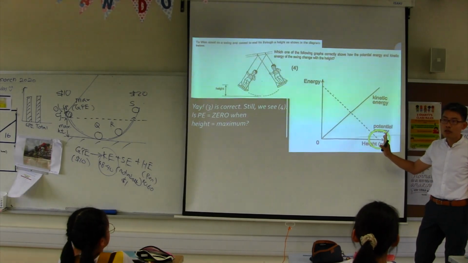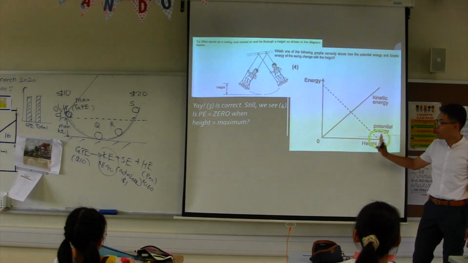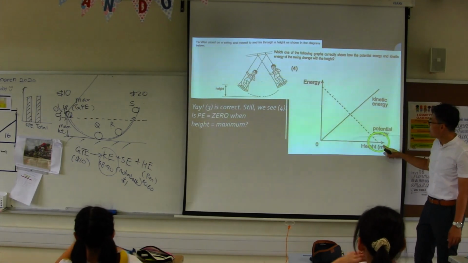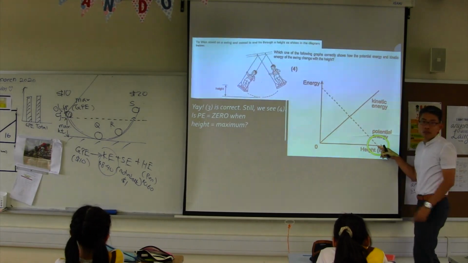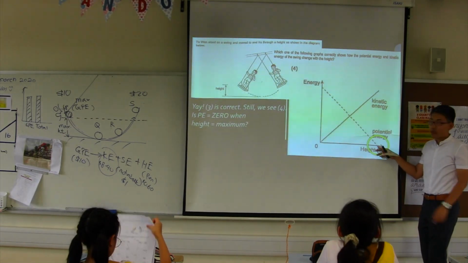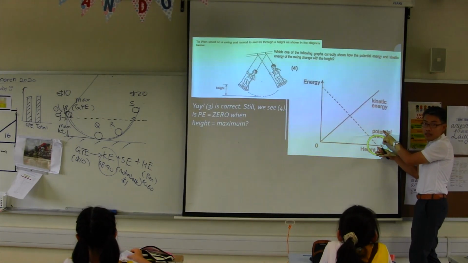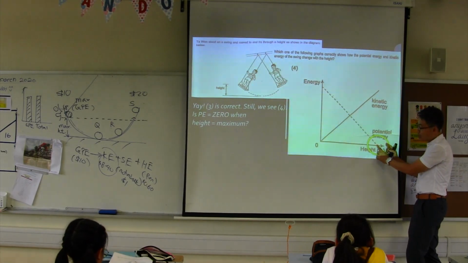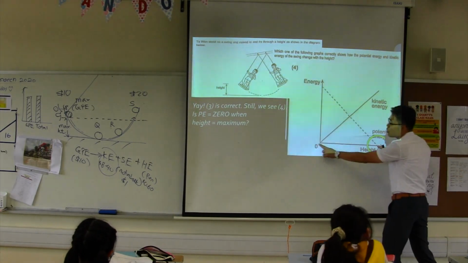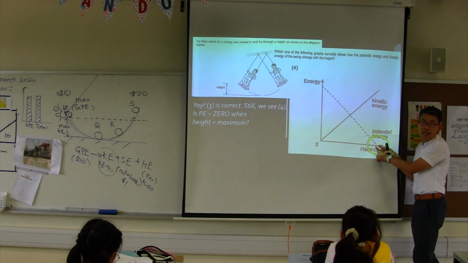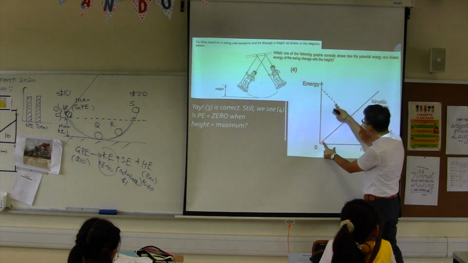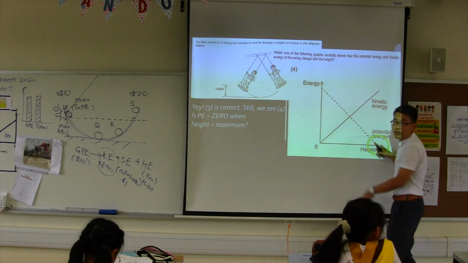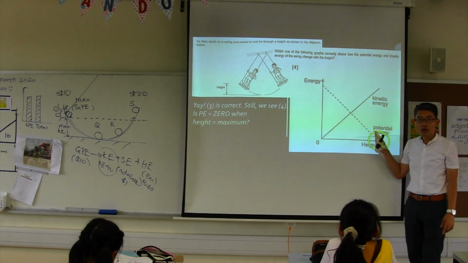4. Look, did anyone choose 4? 4 is wrong. Why is it wrong? Look at the energy at the highest height. That PE at the highest height should be the largest number here, right? Here it says 0. 0 GPE at the highest height. The maximum, the most amount of GPE, is at 0. That's why this is wrong.